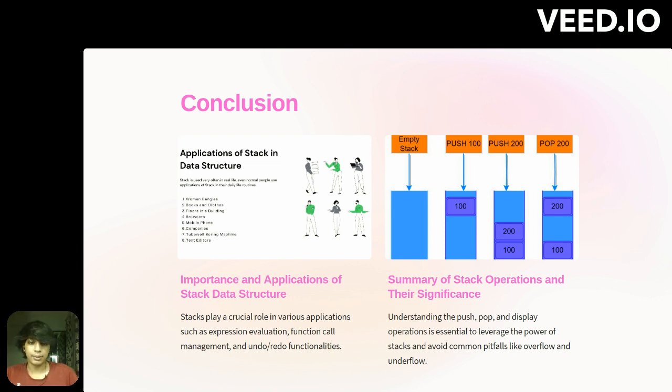The summary of stack operations and their significance. As we can see, there's an empty stack over here. It is filled with a 100, then a 200. The last element, that is 200, will be popped out, because if we use the pop operation, we can pop out 200.